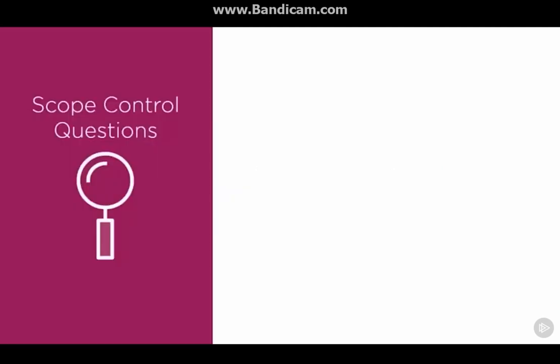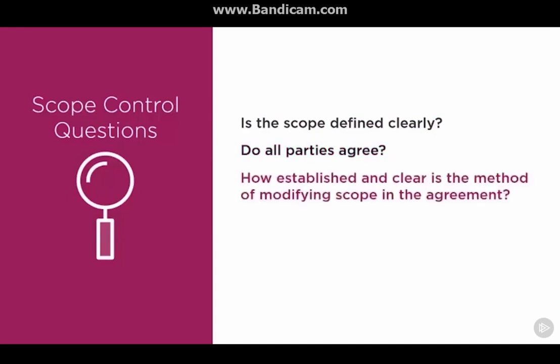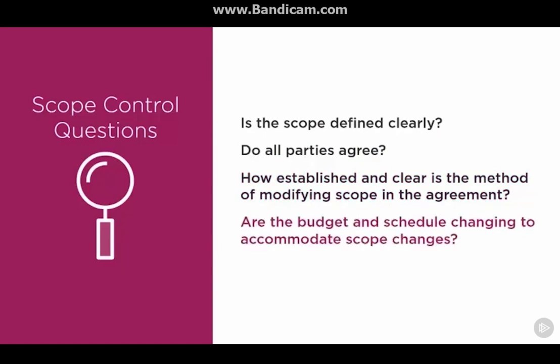So how do we avoid any kinds of conflicts with scope control? Well, we might ask questions like, is the scope defined clearly? Do all parties agree to the scope? How established and clear is the method of modifying the scope in the agreement? And are the budget and schedule changing to accommodate scope changes?